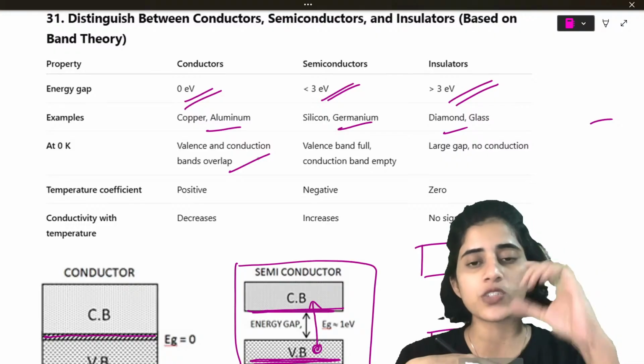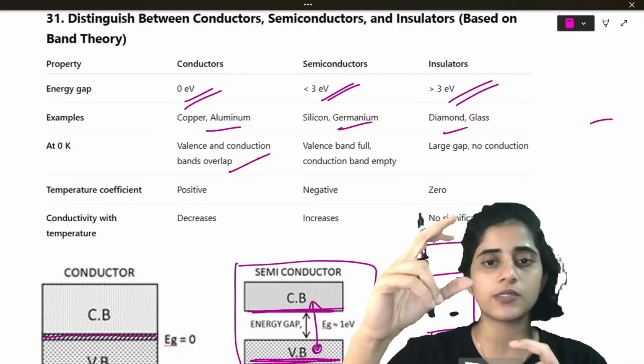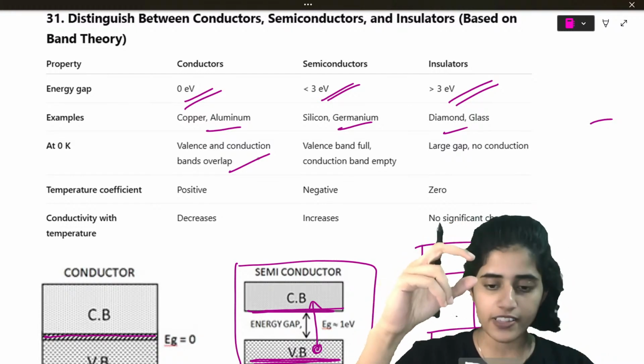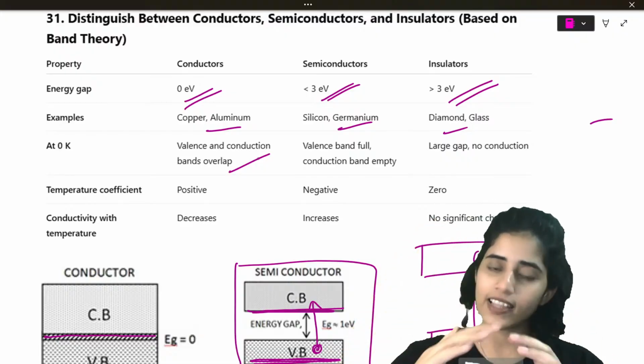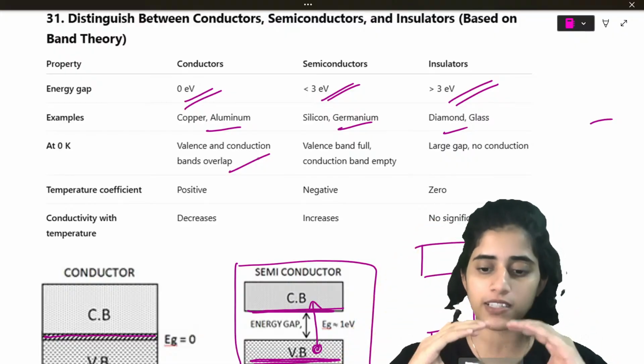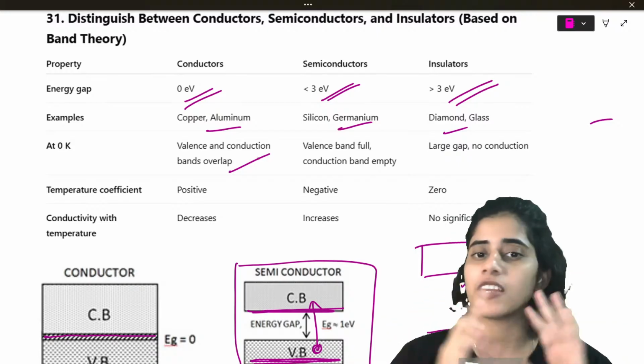Semiconductors: the valence band is full and the conduction band is empty, which means it does not conduct. For it to conduct, the electron has to reach the conduction band from the valence band. So at 0 Kelvin, the valence band has a lot of charges, but they are not able to reach the conduction band. Insulator: no conduction, very big band gap.